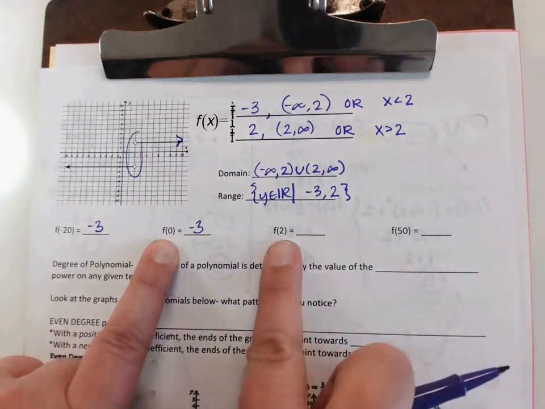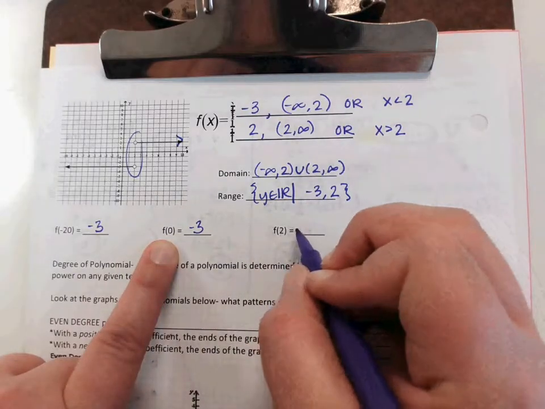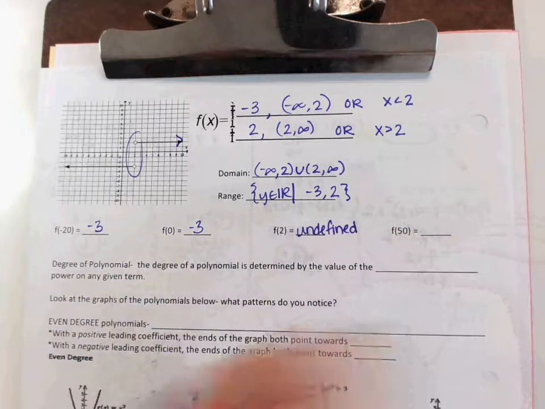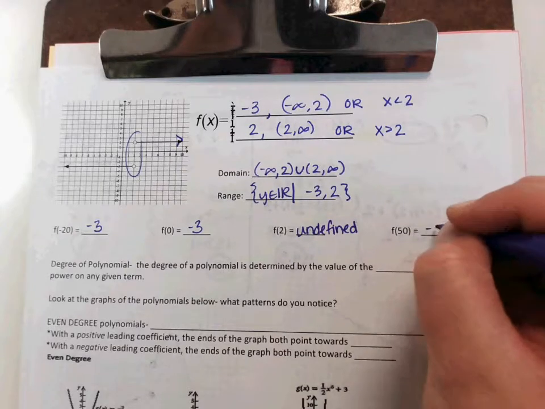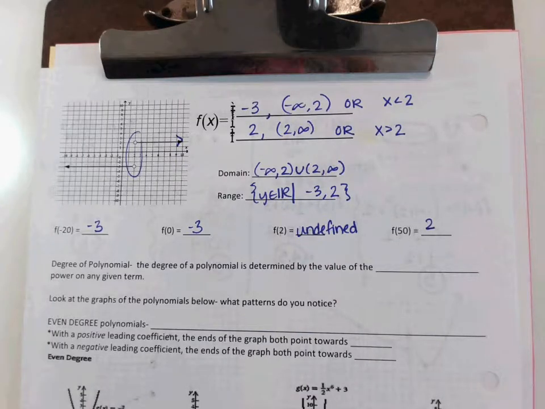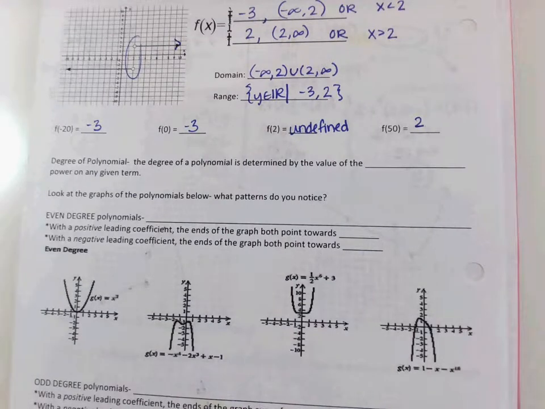Okay, what about f of 2? It's undefined because which one has an equal to on it? Neither one, or there's no closed dot. Then last one, if I want f of 50, is that less than 2 or greater than 2? Greater. So that'd be 2. Make sense? Okay, last thing we have to talk about today, it's pretty easy, is the degree of a polynomial.